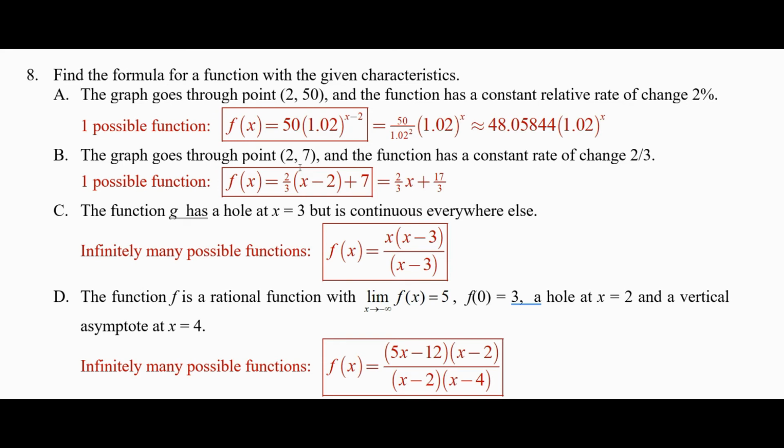This one goes through the point (2, 7), has a constant rate of change, not relative rate, not percentage change, but actual rate of change. That's a constant slope. That's a linear function. So here's the point-slope formula. 2/3 is the slope times x minus the x coordinate, and then plus the y coordinate.